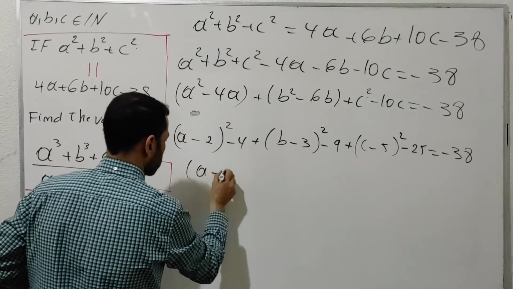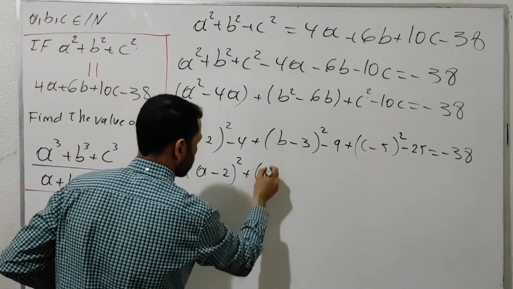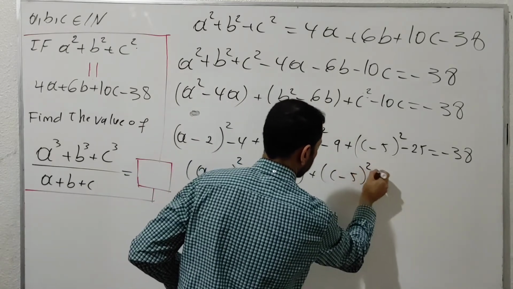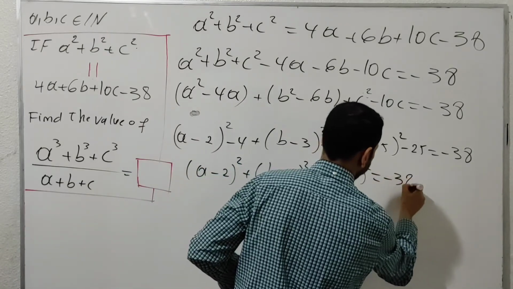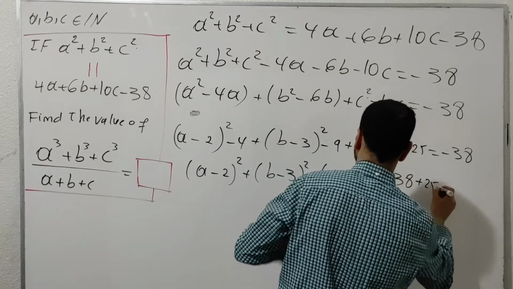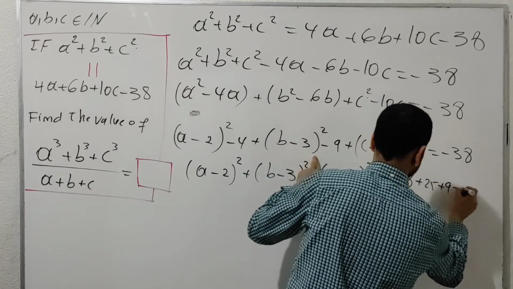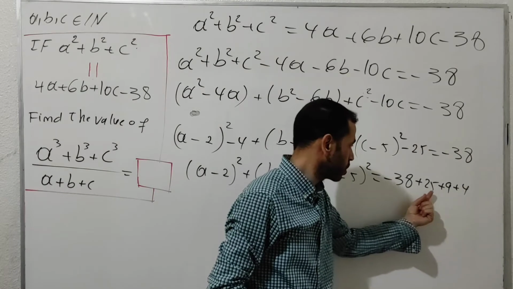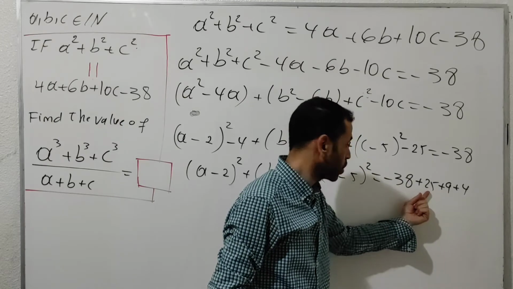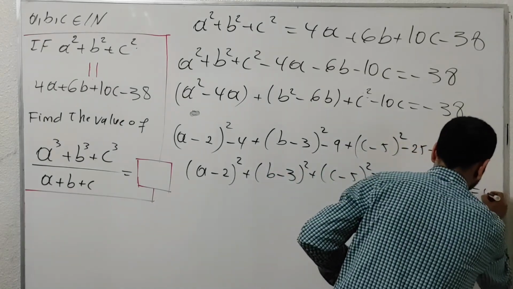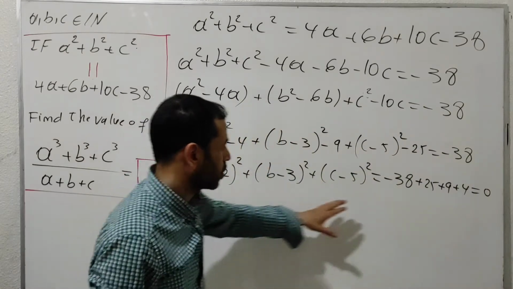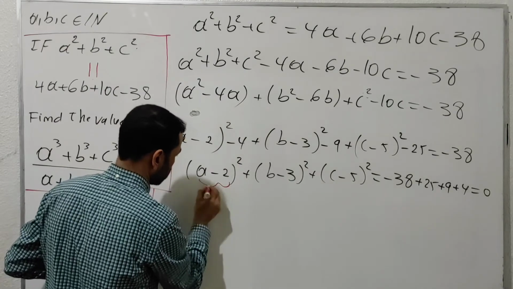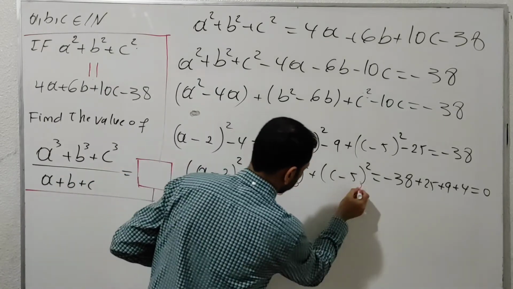So we'll have a minus 2 squared plus b minus 3 squared plus c minus 5 squared equals minus 38 plus 25 plus 9 plus 4. If you calculate these terms, 4 plus 9 is 13, 13 plus 25 is 38, and 38 minus 38 is 0. So the sum of all these squares is 0. There is no way to get 0 except if each of these is 0: this one 0, this one 0, this one 0.